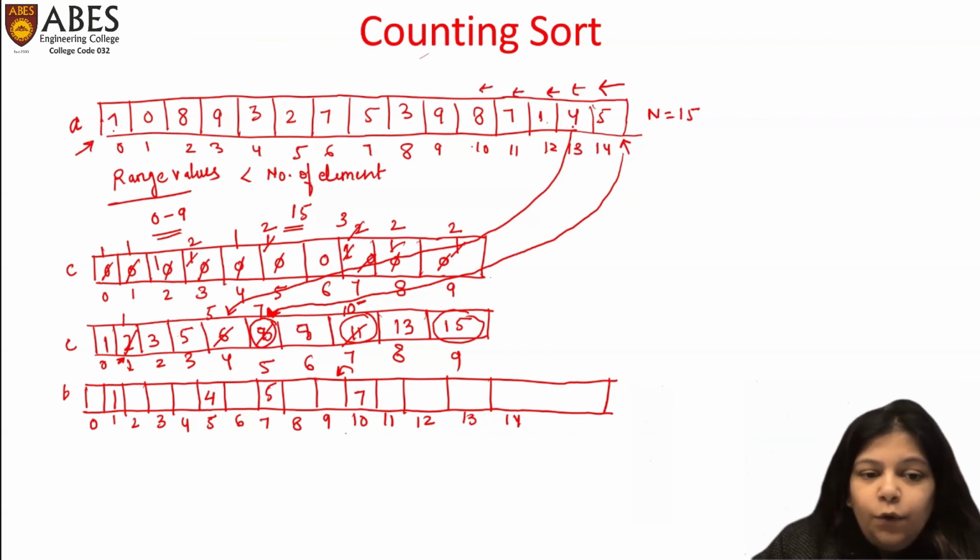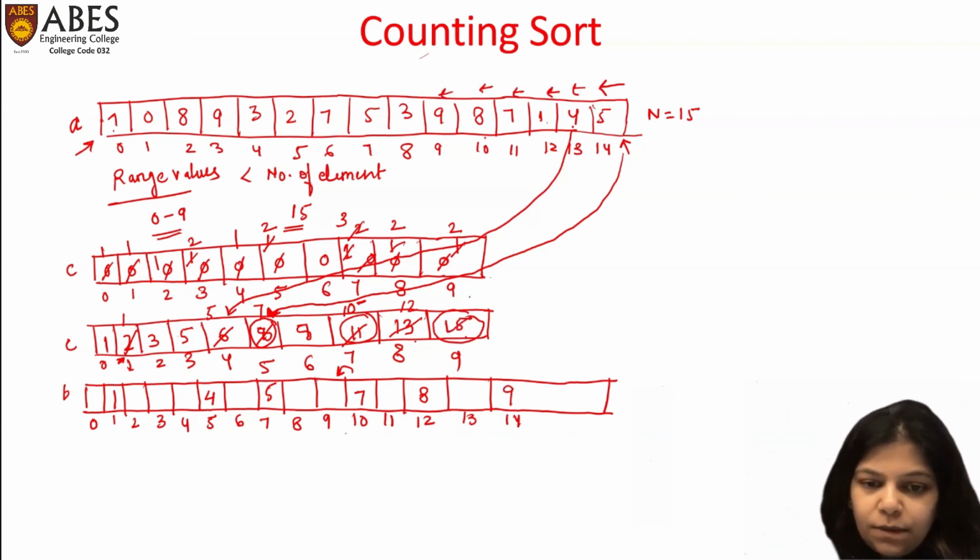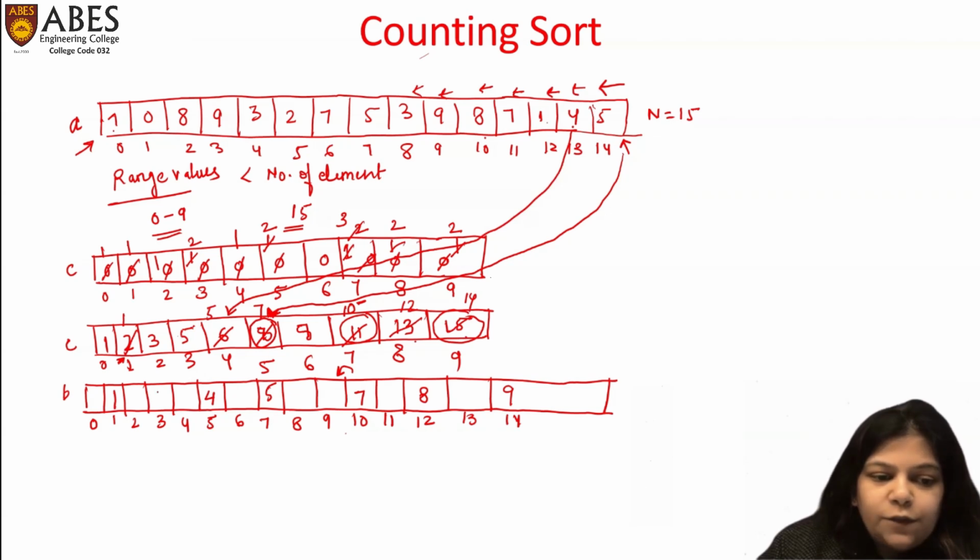Now let us see for 8. For 8, the value stored is 13. So it will be stored on index 12 here. And we will decrement this by 1. Then we have value 9. 9 is having the value 15. So it will be stored on index 14. And this will be reduced by 1. Then we have 3. For 3, here we have 5. So this will be stored on index 4. And this will be decremented by 1.